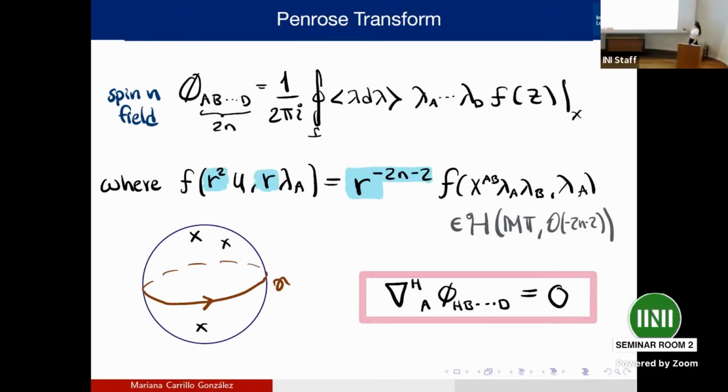Okay, but the Penrose transform actually tells you that once you write your function here, there's a one-to-one correspondence between these functions, or more precisely cohomology classes in Mini-Twistor space, and solutions to the following equation of motion. So this is just like the massless equation of motion that I showed you before.